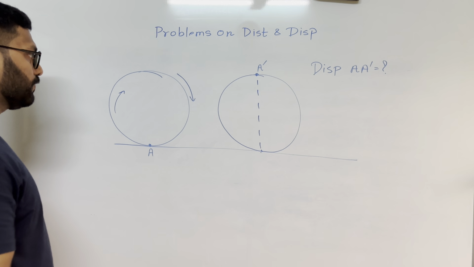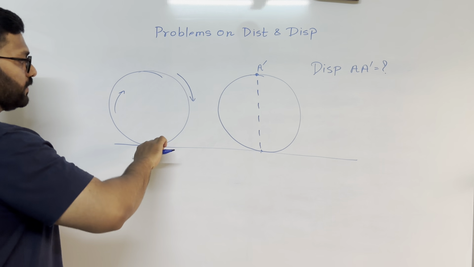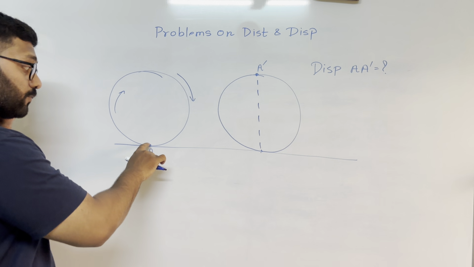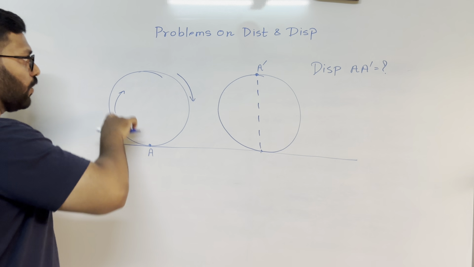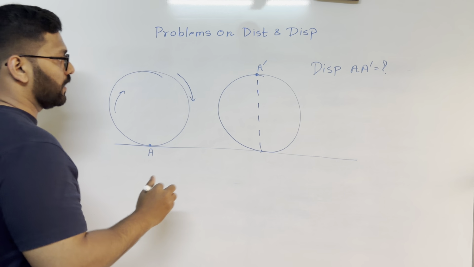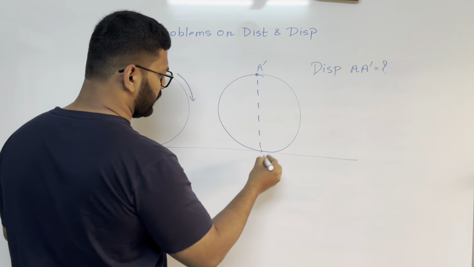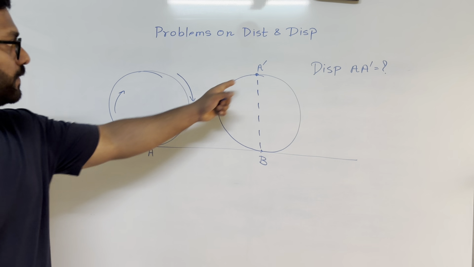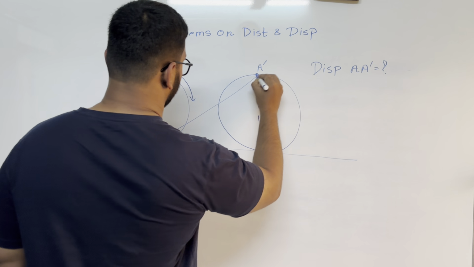See, first of all, it has come from this to the topmost point. That means the rotation should be a half rotation, not a full rotation, because if it was a full rotation, it would have gone all the way up and come down, but it went all the way up to this only, so it is a half rotation, right? Let's say this is point A, this is point A dash, and let's call this point B. Now what is the displacement between A and A dash? The displacement is of course the straight line like this.